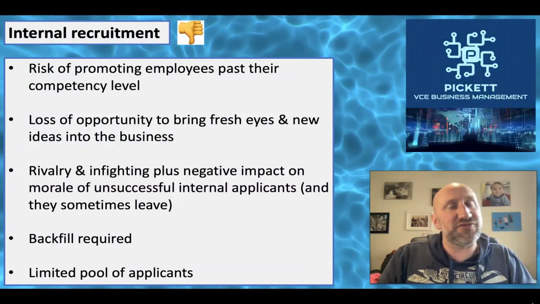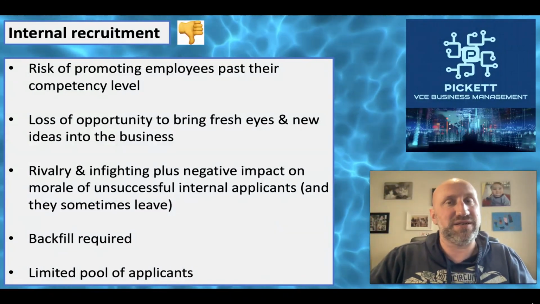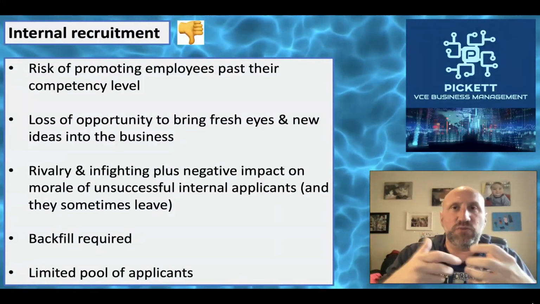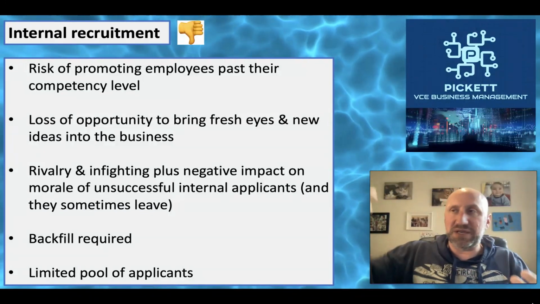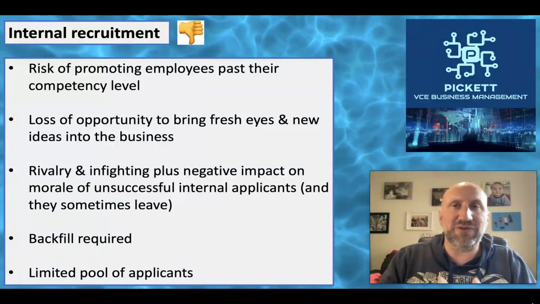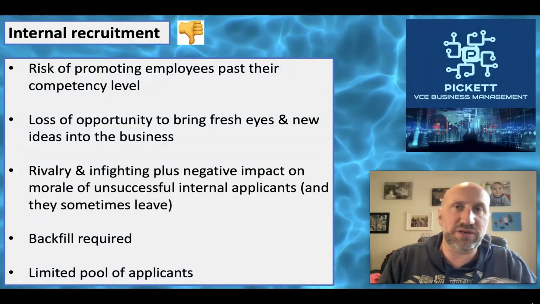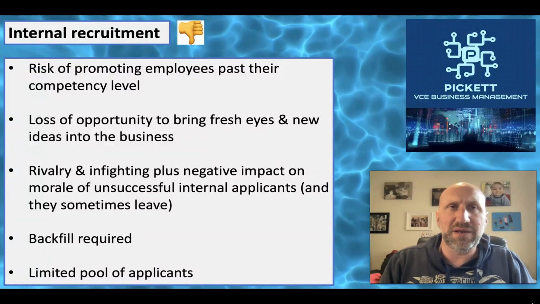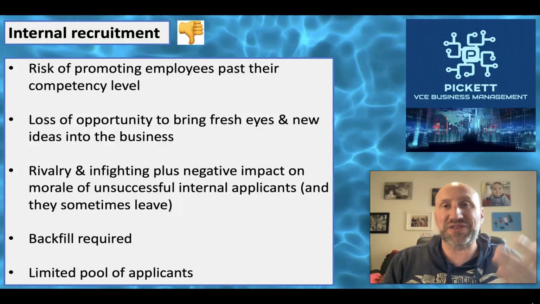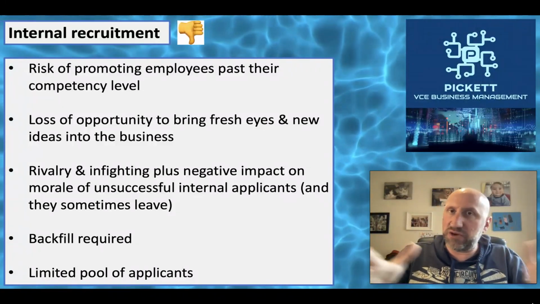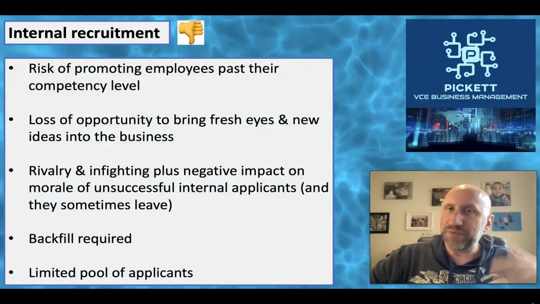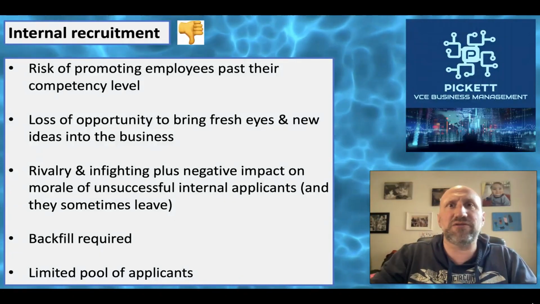Limited pool of applicants, of course. This is probably the biggest negative of internal recruitment. If you're recruiting just from within the people that you've already got working for you, instead of the whole world out there, obviously the potential pool of candidates that you're looking at for this position is going to be way, way smaller. And is that ideal? Are you really going to end up with the very best person for this job if you're just looking within your own four walls and not considering all those other people out there working in competing businesses or wherever else they might be?